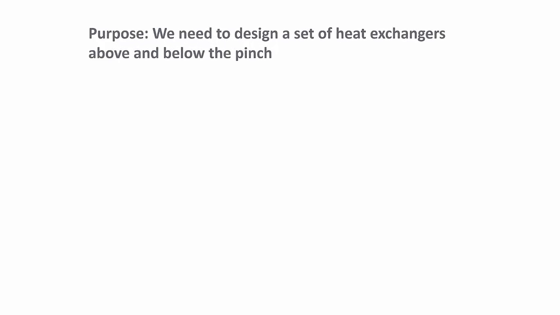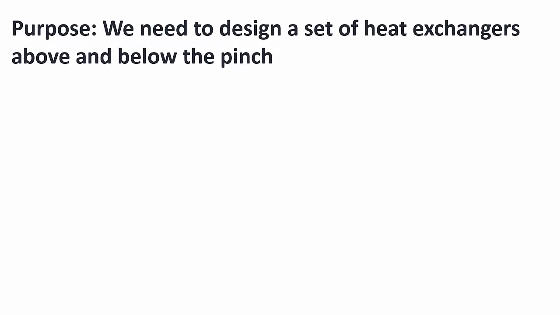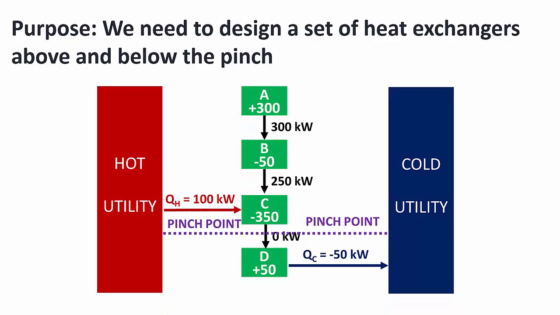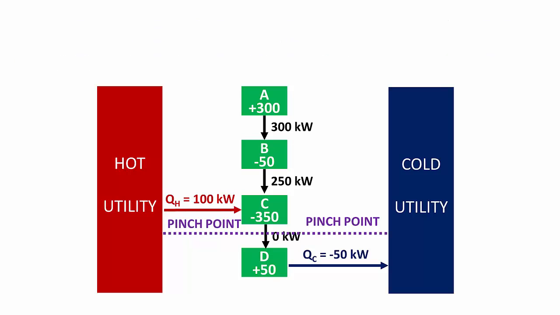So you might have been wondering what the purpose of all of this is. And the purpose is that we need to design a set of heat exchangers above the pinch and a set of heat exchangers below the pinch. So this is our cascade diagram, again from before. We have one pinch point. We have to design one set of heat exchangers above the pinch, one set of heat exchangers below the pinch, and there are different rules that we need to follow above the pinch and below the pinch.